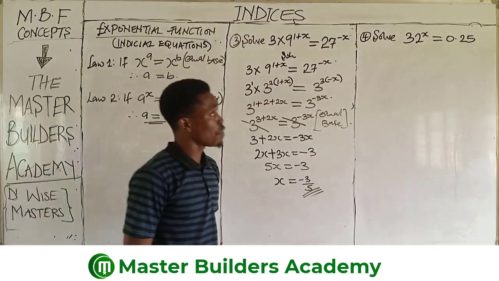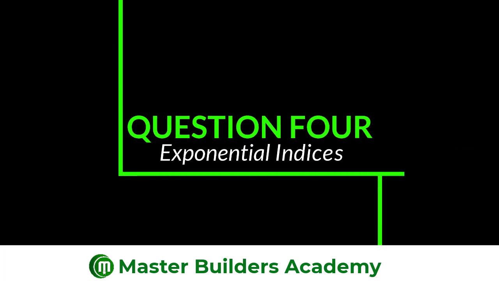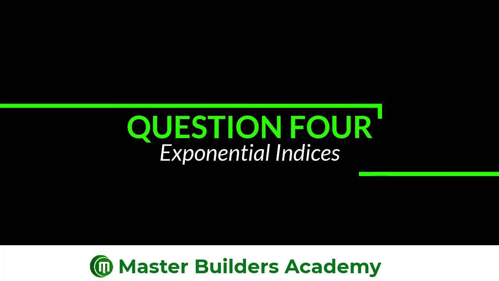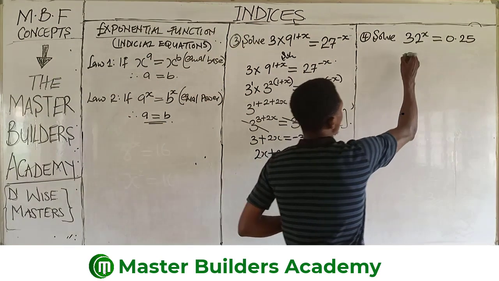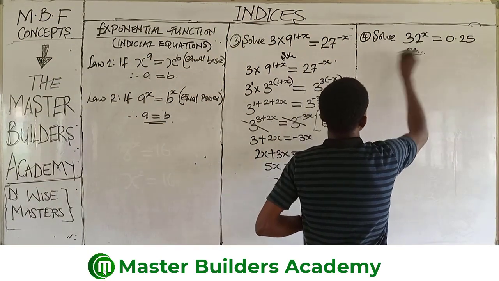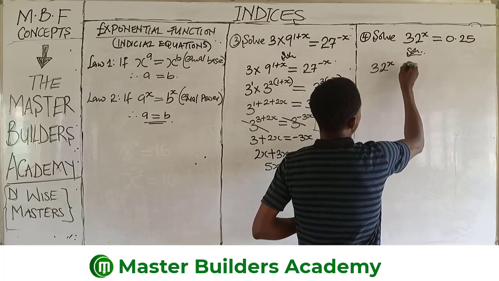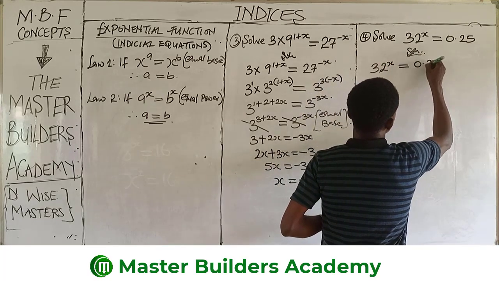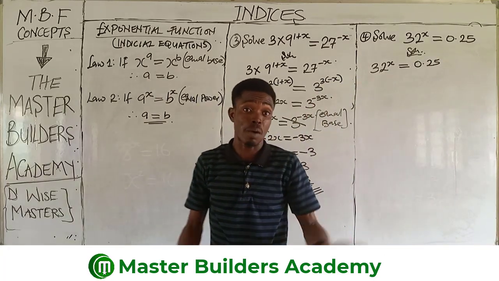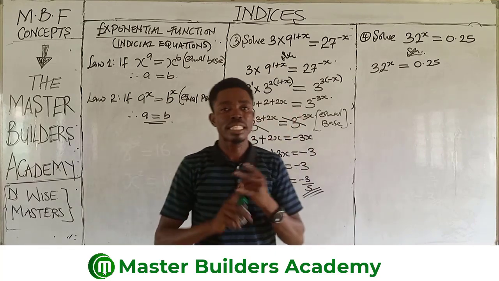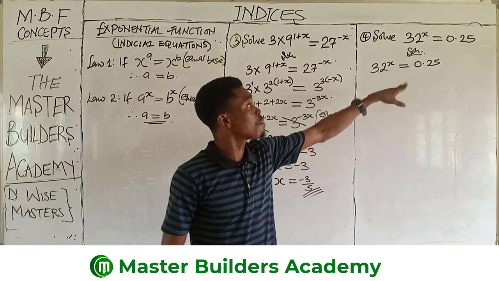Now let's quickly look at question number 4 on the other side of the page. Let's get to work, guys. Now, this is our solution. And we have 2 raised to power x is equal to 0.25. And like we had earlier, we have decimal base and decimal powers. And we said that anytime you are having decimal base or decimal powers, you must convert them to their respective fractions. Are we there?